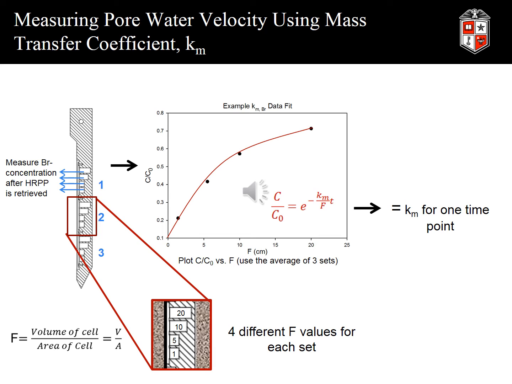So if we're able to determine the mass transfer coefficient for a given depth, we can then use a relationship between the magnitude of the mass transfer coefficient and the velocity. The mass transfer coefficient should increase proportionally with velocity for a number of reasons, which we'll discuss in a slide or two.